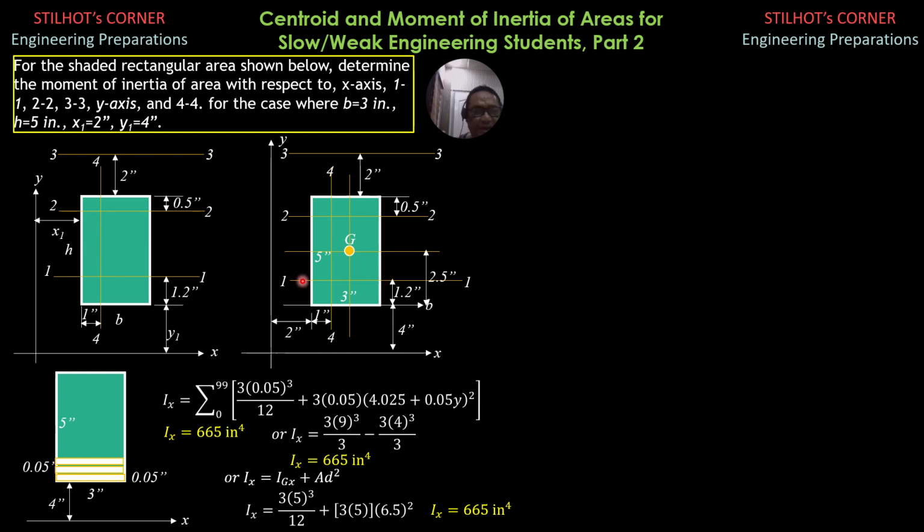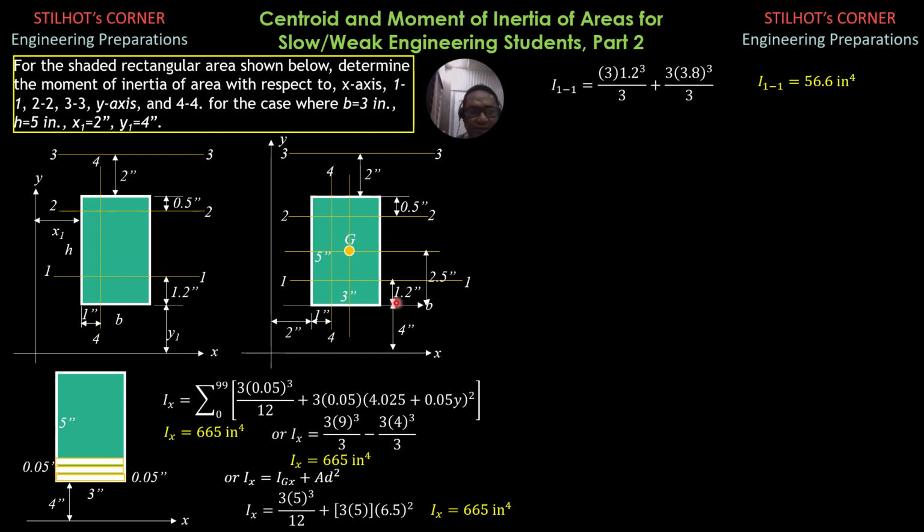Formula, moment of inertia of a rectangle with respect to the base, bh cubed over 3. So in this case, I11 is equal to 3 times 1.2 cubed over 3 plus 3 times 3.8 cubed over 3. And that is equal to 56.6 inches to the fourth.